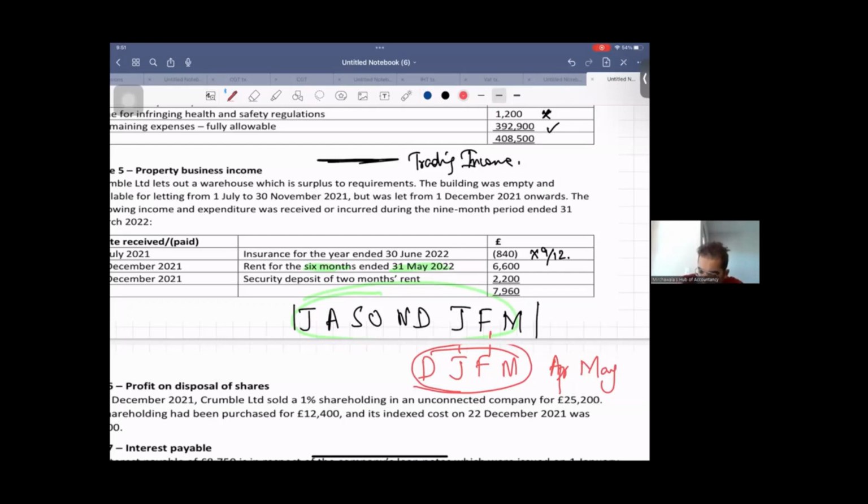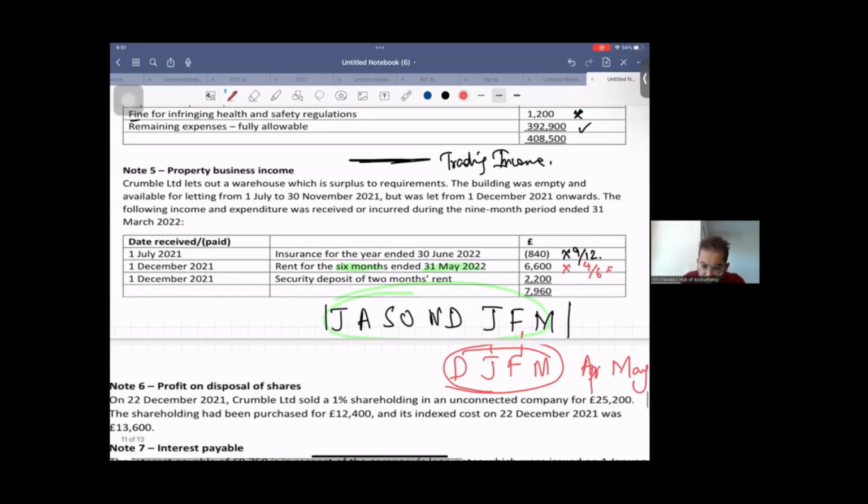So what you will do: 6,600 into 4 upon 6. 6,600 is for 6 months and you need to calculate for 4 months. Only 4 months' rental income lies in your period. And finally, a dodge: security deposit for 2 months.